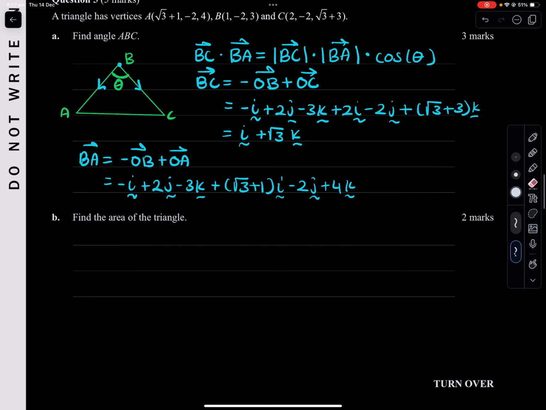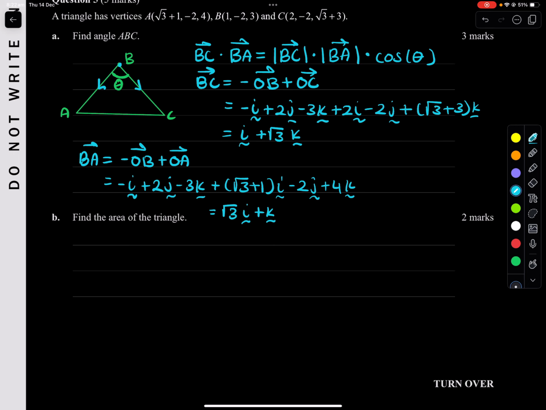And simplifying this much further, we get root 3 i. Did j still cancel out? So root 3 i, so that's that. Great. And 4 minus 3, which is plus k.